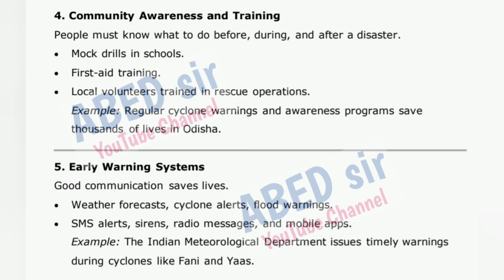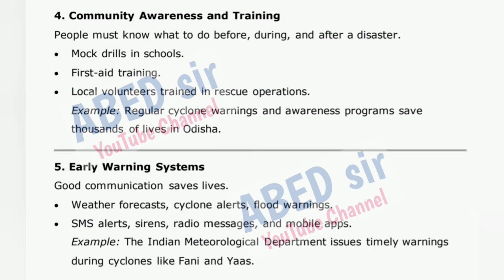4. Community awareness and training. People must know what to do before, during, and after a disaster. Mock drills in schools. First aid training. Local volunteers trained in rescue operations. Example: regular cyclone warnings and awareness programs save thousands of lives in Odisha.